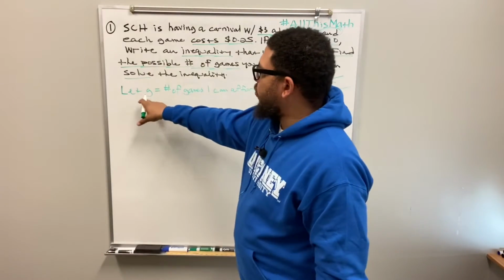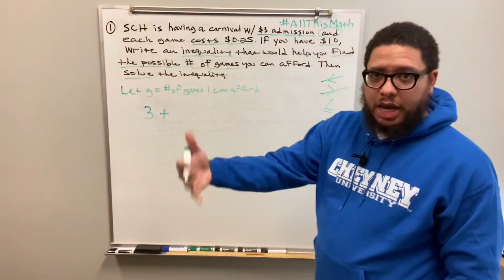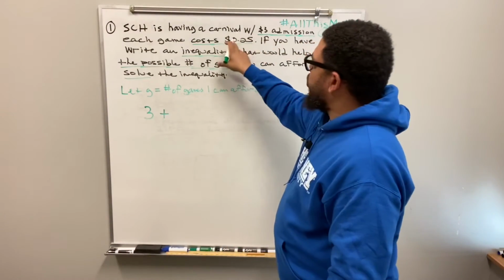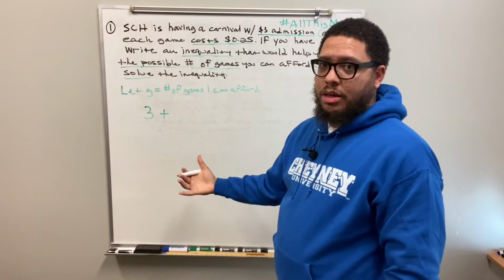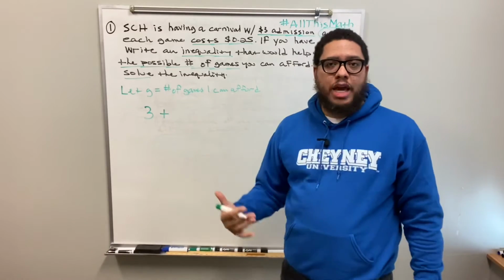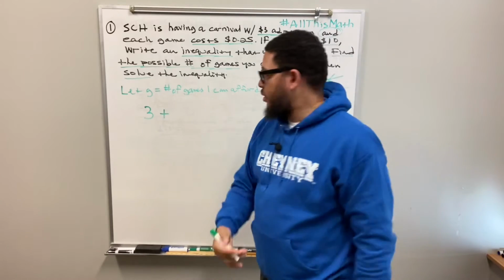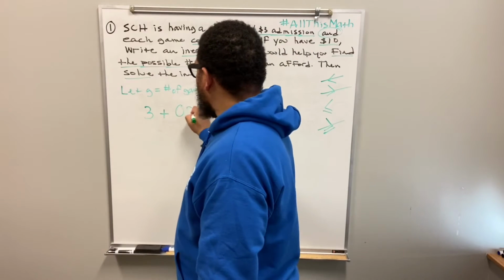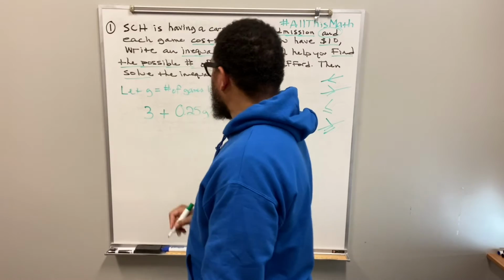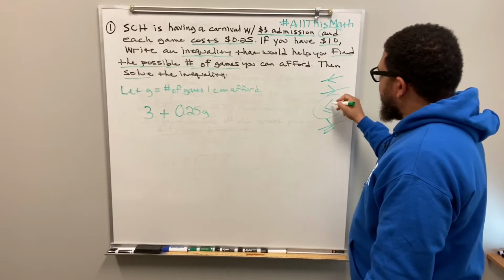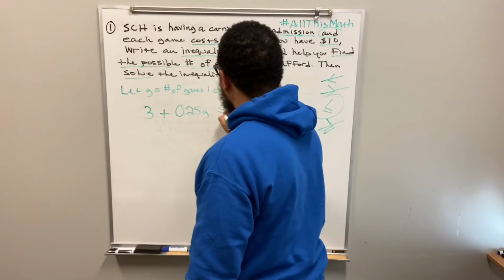And I'll let the variable G represent the number of games I could play, right? So what I'm going to do is I'm going to say, well, 25 cents times G, or 25 cents times the number of games I play, is going to tell me how much money I can spend on games. So I write 0.25 G. And then, remember we did the work over here, that is less than or equal to $10.